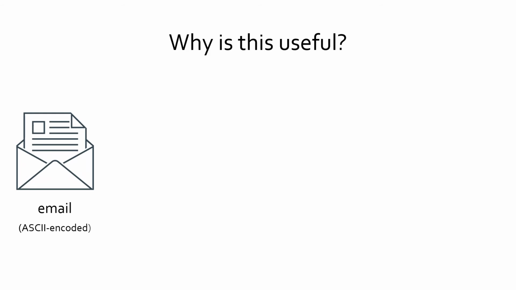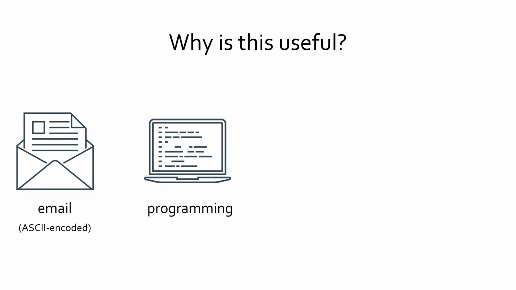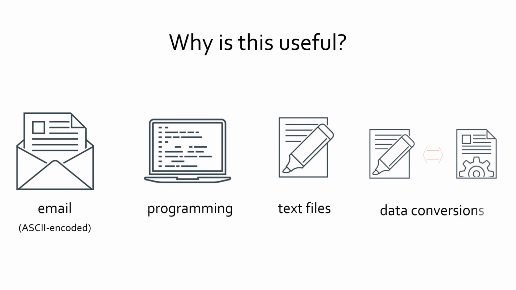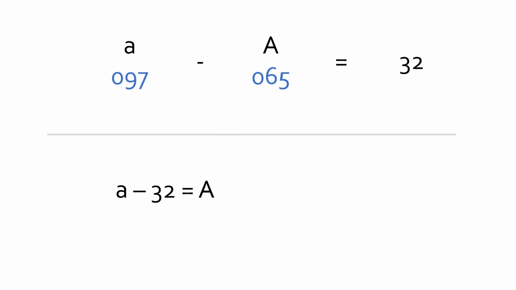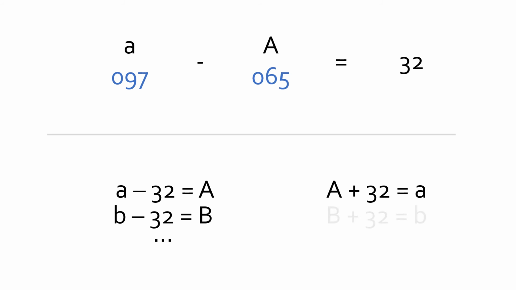You might be wondering why this is useful. ASCII characters are used in the emails that you send and receive. ASCII is also commonly used in computer science, particularly in programming, text files, and data conversions. Programmers might use ASCII to perform calculations on characters. For example, lowercase a minus uppercase A in ASCII would be 97 minus 65, or 32. This constant value can be used to convert between lowercase and uppercase letters.